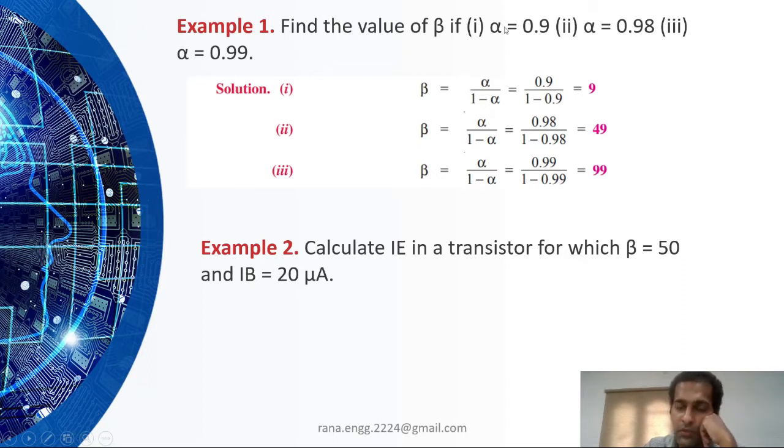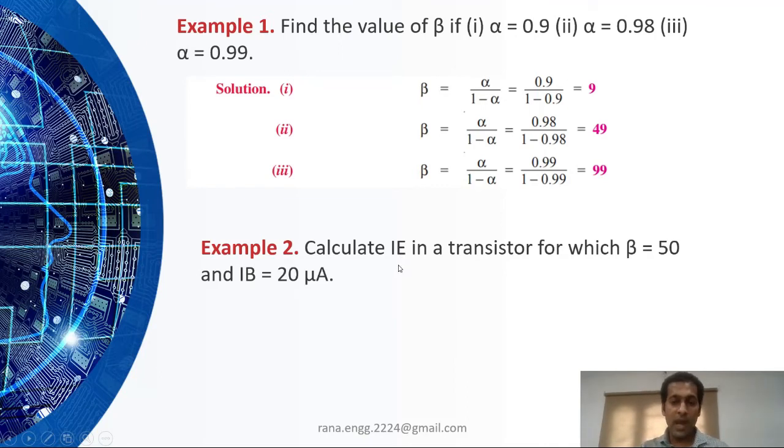So the solution for the first part will be 0.9 by 1 minus 0.9. So it will be 9. For alpha is 0.9, beta is 9. If alpha is 0.98 in the second question, beta will be equal to 49. And for the third case, for 0.99, beta will be 99. So you can see beta is changing from 9 to 99 for alpha's value between 0.9 to 0.99. Right. Now the next question is similar.